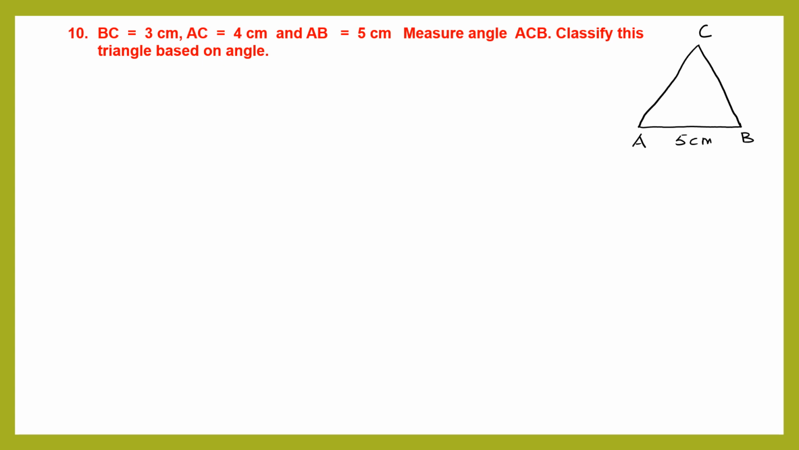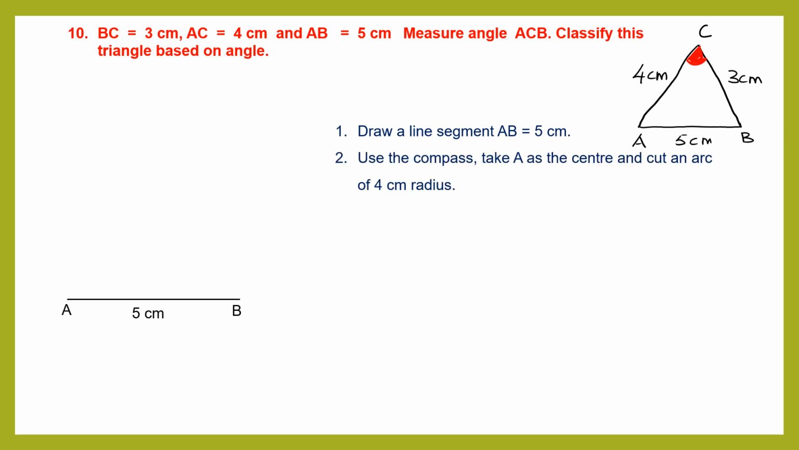So AB is 5 centimeters, BC is 3 centimeters and AC is 4 centimeters according to the question. Now we are asked to measure angle ACB, that means this angle. We are asked to measure this, and based on this angle we have to classify this triangle. So let's begin with the construction. Draw a line segment AB equals 5 centimeters. Look at the rough figure we are drawing based on those measurements given. So we've got AB 5 centimeters with the help of your ruler.